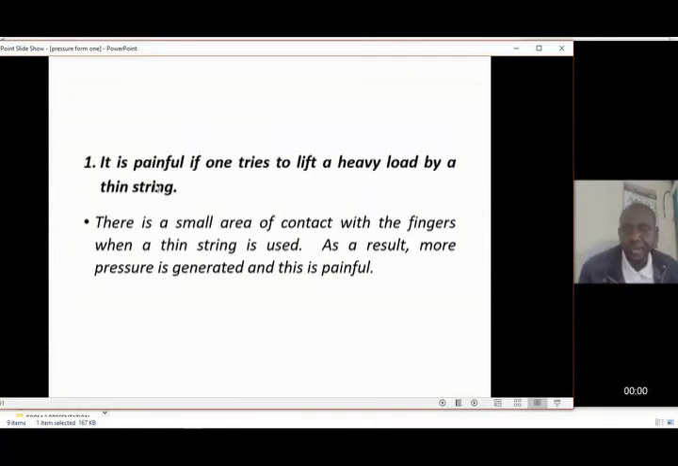Another question for the purposes of revision. It is painful if one tries to lift a heavy load by a thin string. You have a heavy load and you are lifting using a thin string. There is a small area of contact with the fingers when a thin string is used. As a result, more pressure is generated and this is painful. So take a thin string, tie a brick and try to lift. Take a thick string and try to lift. You'll discover for a thin string, it is very painful when you try to lift because the area of contact is small. Therefore, the brick exerts more pressure, more pressure is generated, and this is painful.